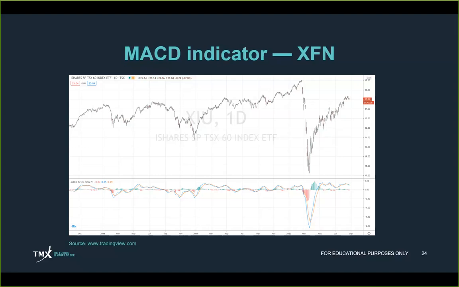Now, the other consideration here too is that the width between the two lines also helps identify strength in trend. The wider those two lines are, the more the short-term trend is running away from the longer-term trend, indicating strength. As those lines come together, it's showing that the short-term trend is starting to come back into the longer-term trend, and if it crosses below, there's your trade signal.